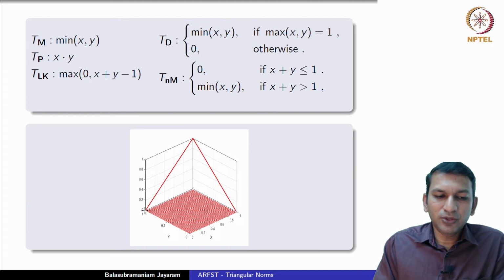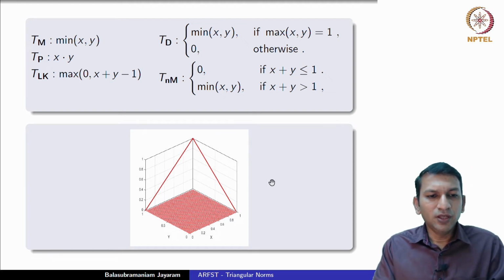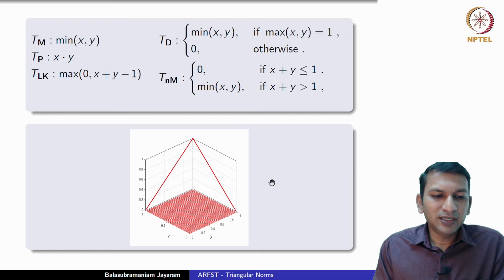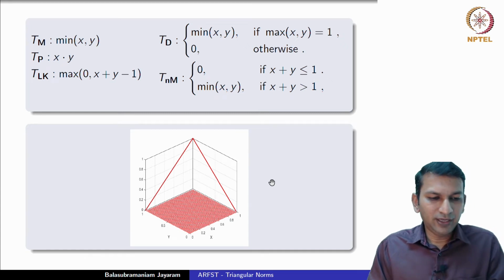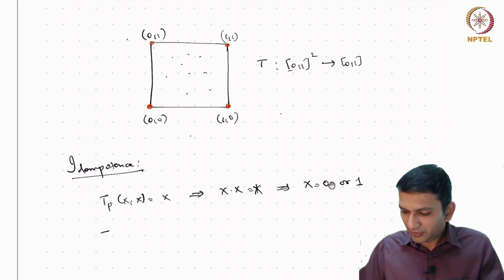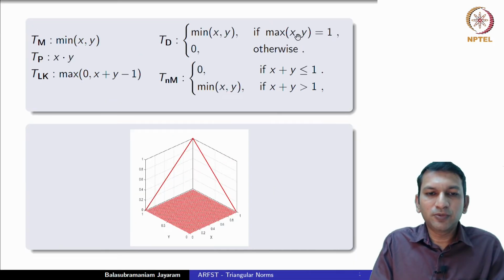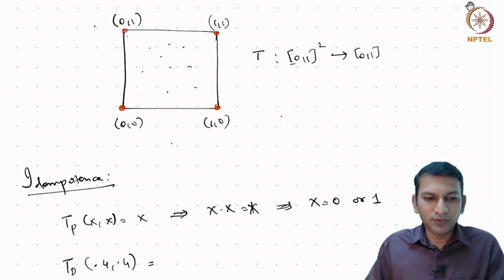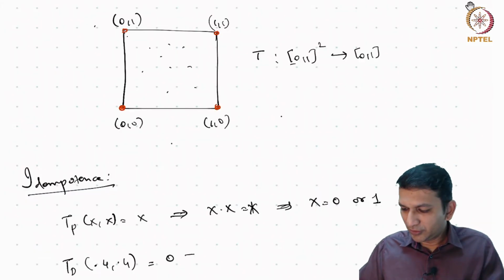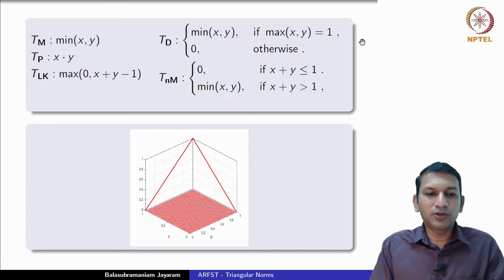This is y is equal to 1. As x varies, this is what happens. This is when x is equal to 1. As y varies, this is what happens. And in the rest of the places, it is 0. So clearly, you see that this is not continuous. Is it idempotent? Clearly not. If you take TD of say 0.4, 0.4, now you see that maximum of 0.4, 0.4 is not 1, which means this is 0 and not equal to 0.4. So it is not idempotent on the entire interval.